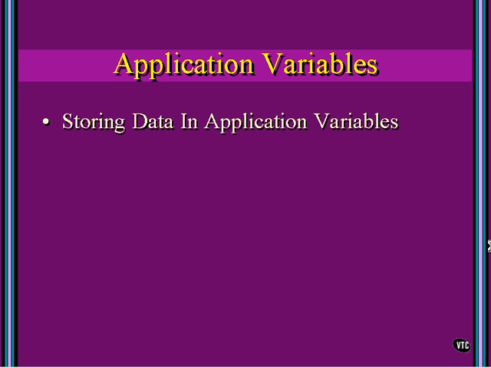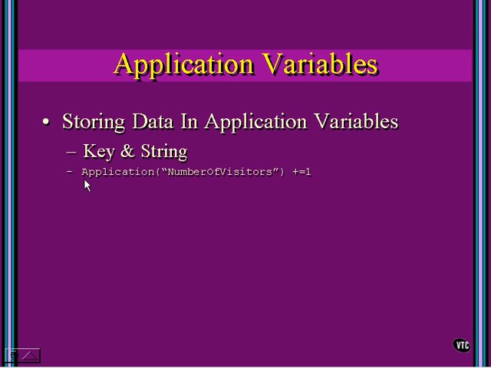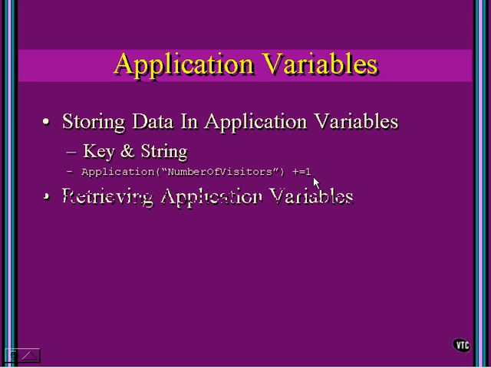Now, I can store data in application variables in key and string type format. Notice Application here indicates that this is an application variable. Number of visitors is the string or the name of the variable that I'm using. Then I can use an equal sign, and here I'm using plus equal. This is a shortened version of saying number of visitors equals number of visitors plus 1. I'm setting a value, an expression here, and so that's the way I use this.